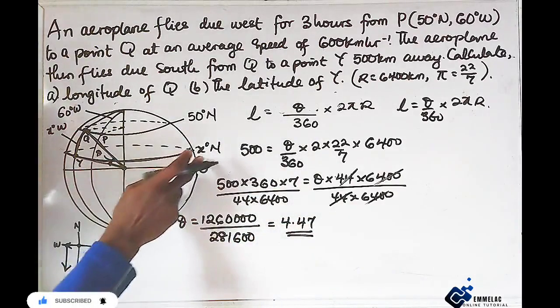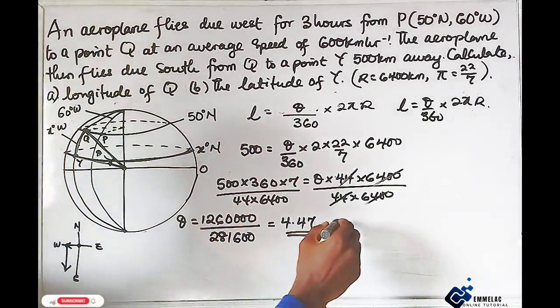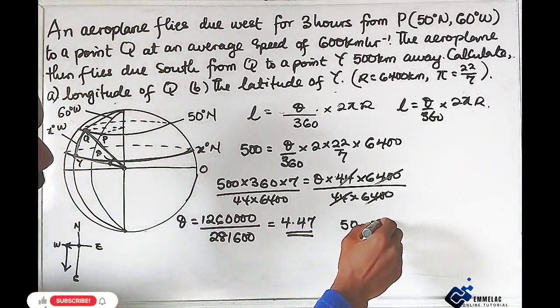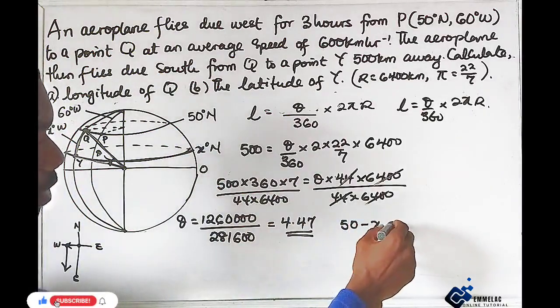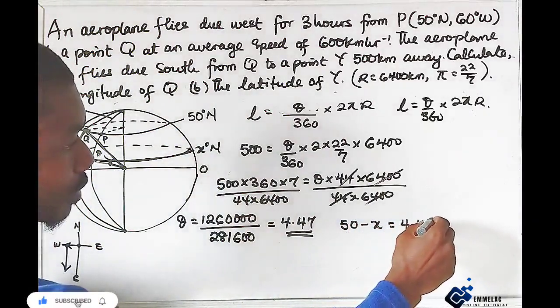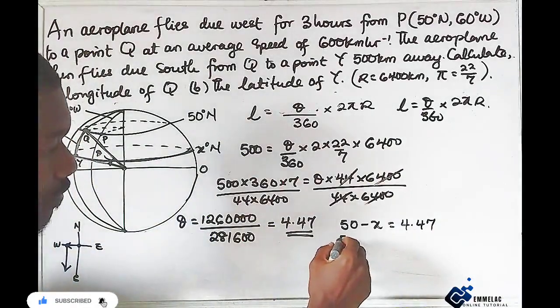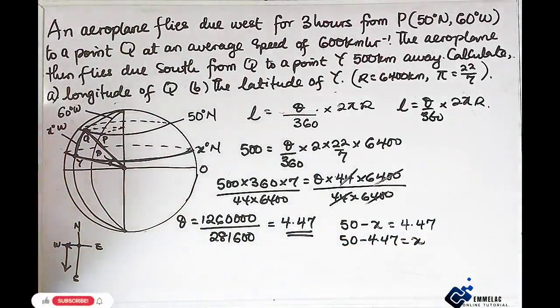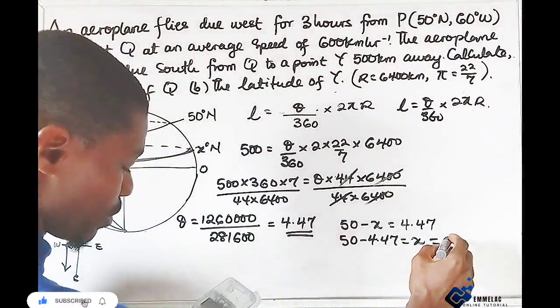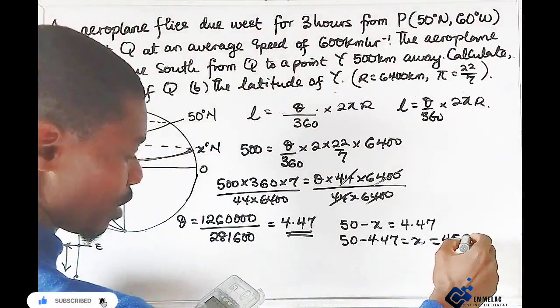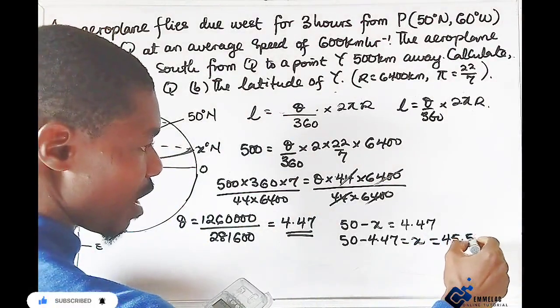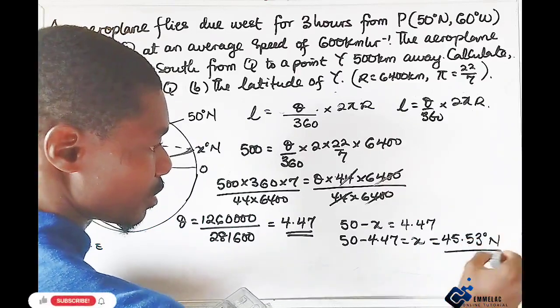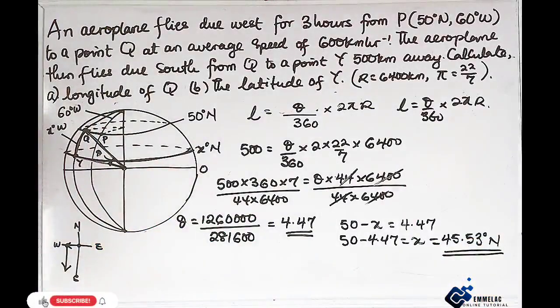Now for us to get this, here we see that 50 minus X equals 4.47. So at the end we have 50 minus 4.47 equals X. Now 50 minus 4.47, so our X will now be 45.53 degrees north. So this is the latitude of Y.